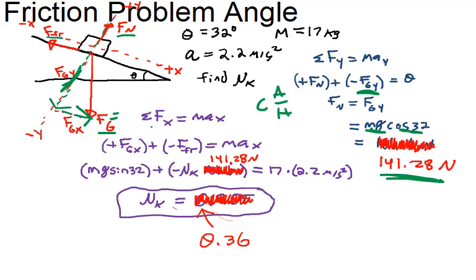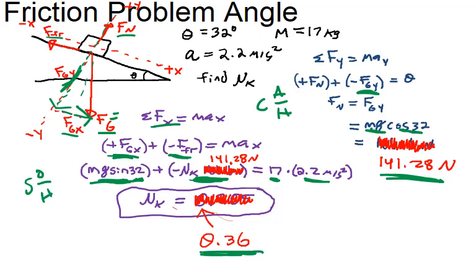And then with the forces in the x, we have the positive FGX plus negative force of friction equals ma. We know FGX is the opposite side, so sine is opposite over hypotenuse. So the sine of 32 times mg, which is the hypotenuse, will give us FGX. Then we have the coefficient that we're looking for times the normal force. We know the mass and we know the acceleration, and therefore the coefficient should come out as 0.36.